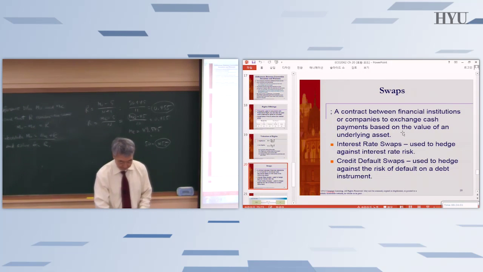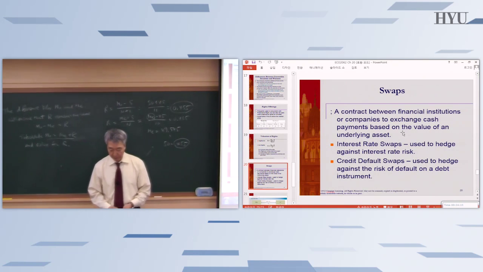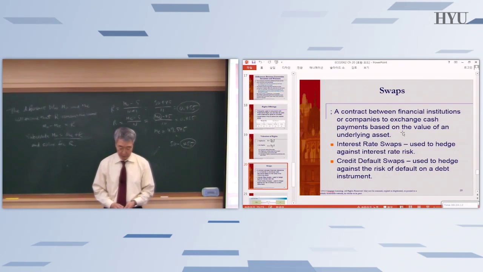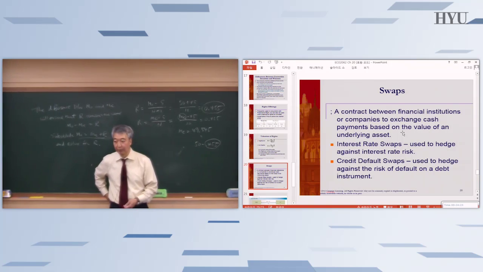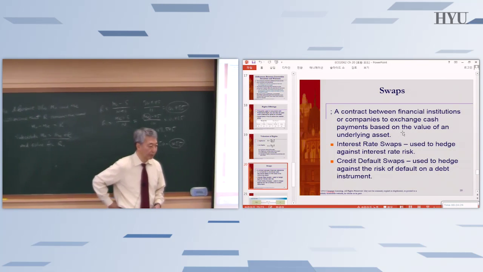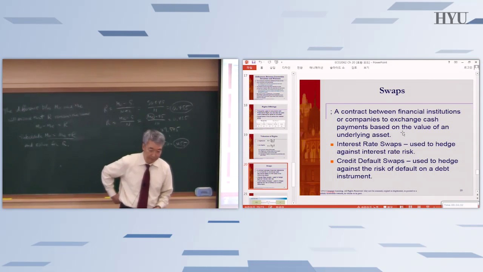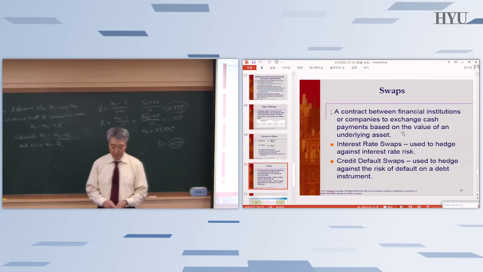Swaps is the final concept that we're going to talk about in this chapter. It's a contract between financial institutions to exchange cash payments based on the value of an underlying asset. That's the whole definition of a derivative: a financial instrument whose value depends on some underlying asset. And in the video you've seen, you heard about the credit default swap.